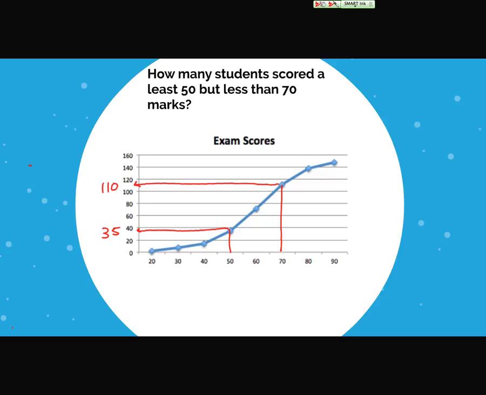So we want to take away these students that scored less than 50. Because 35 students scored less than 50. So I have to do 110 minus 35 to figure out how many students are in this range right here. Because these are the students that got between 70 and 50 on their test. So about 75 students, once I subtract.